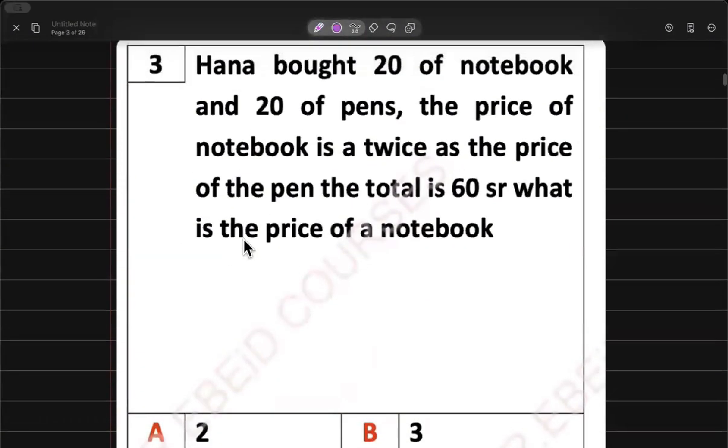Next question, question 3. Hannah bought 20 notebooks and 20 pens. The price of the notebook is twice the price of one pen. The total cost is 60 riyals. What is the price of the notebook?